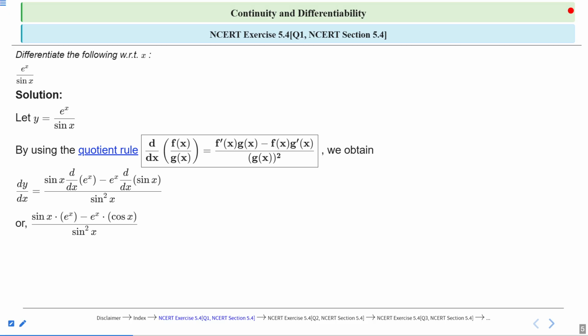Or we can say that sine x into e to the power x minus e to the power x into cos x upon sine square x. Or it will be equal to e to the power x into sine x minus cos x upon sine square x, where x does not equal n pi, because when x is equal to n pi, sin x will be equal to 0, which we do not want, because the denominator cannot be 0, where n belongs to Z. Clear?